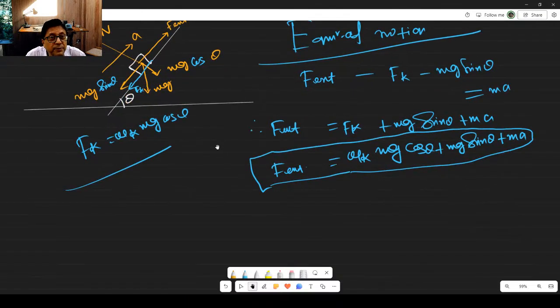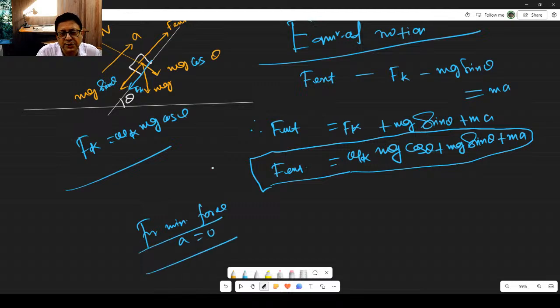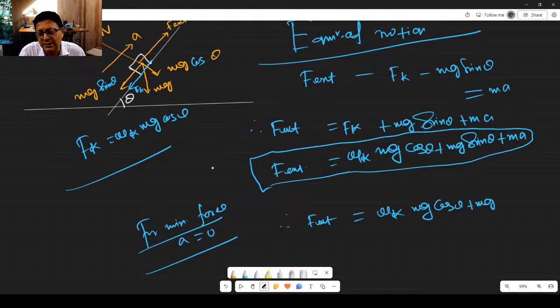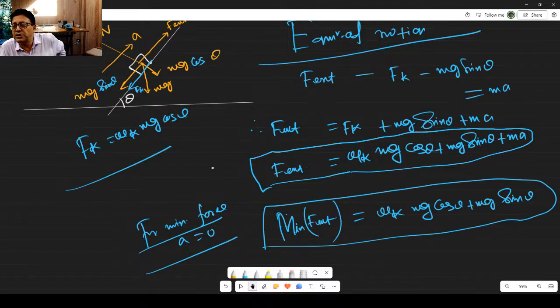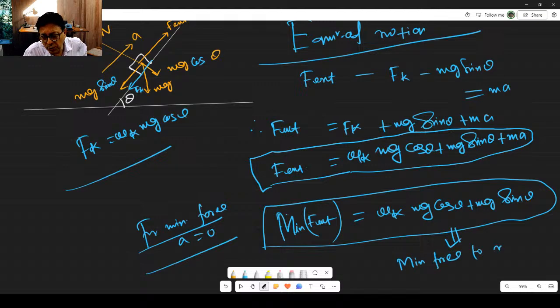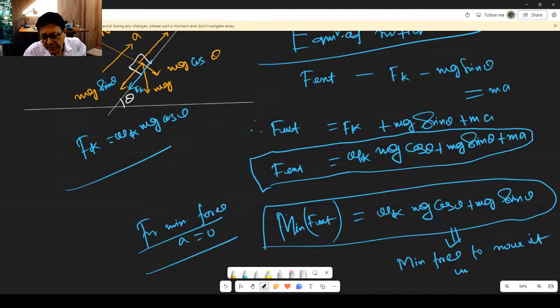So after this we will write that for minimum force, a must be 0. Therefore F external is mu k mg cos theta plus mg sin theta. This is the minimum F external. Am I clear? You all understand? This much minimum force is required to move it uniformly up the incline. Clear?